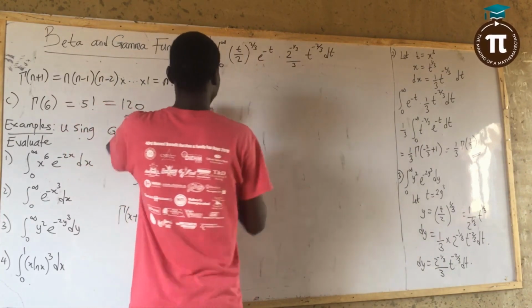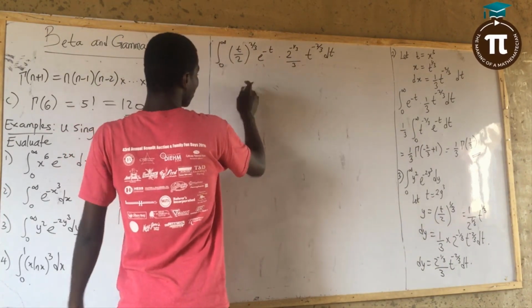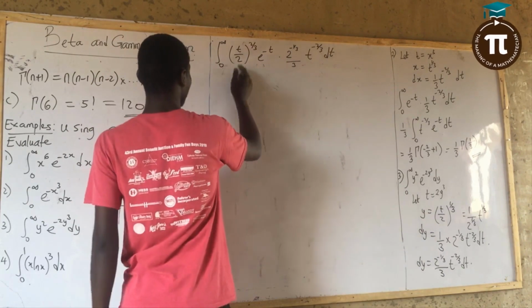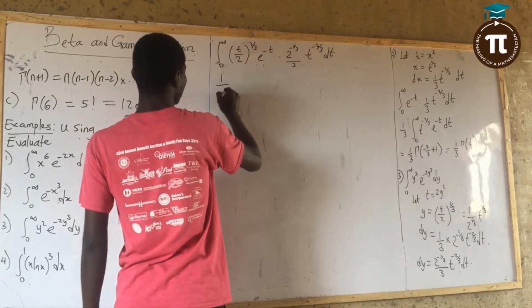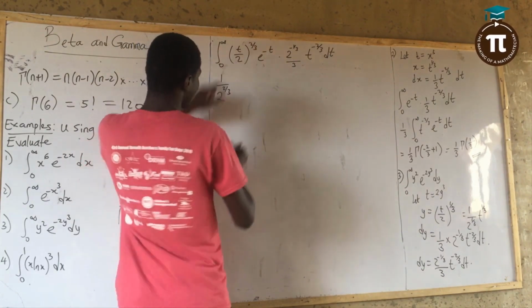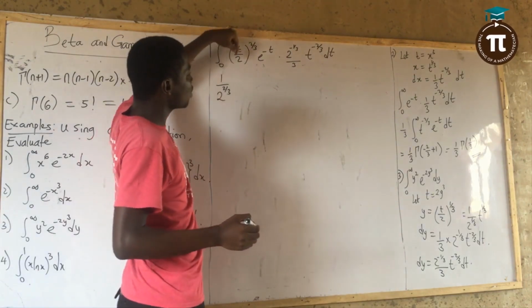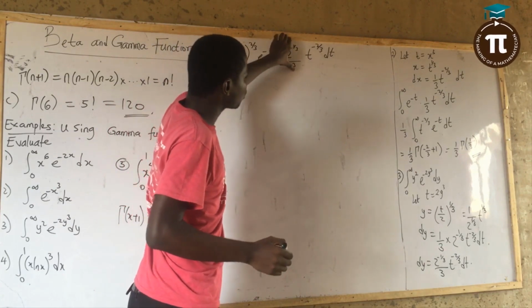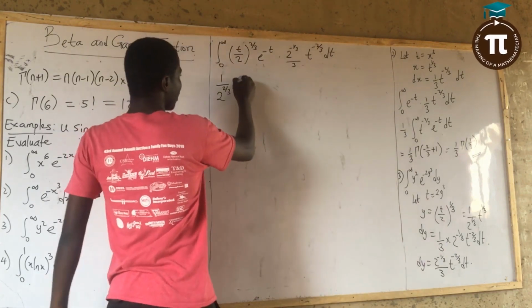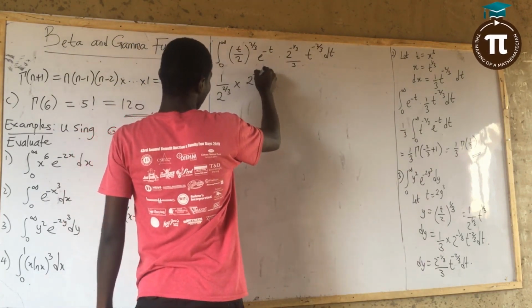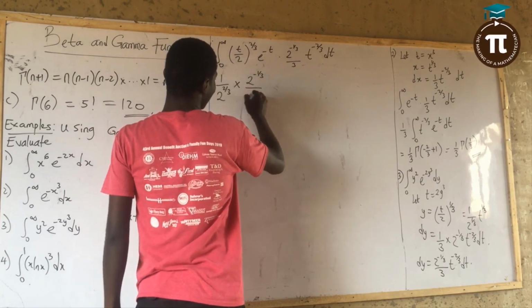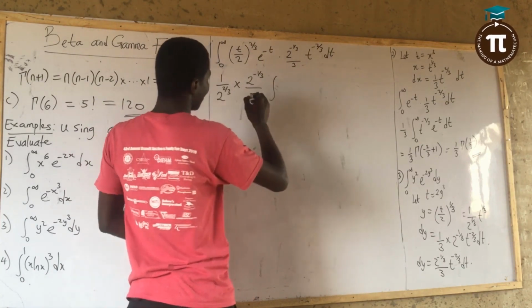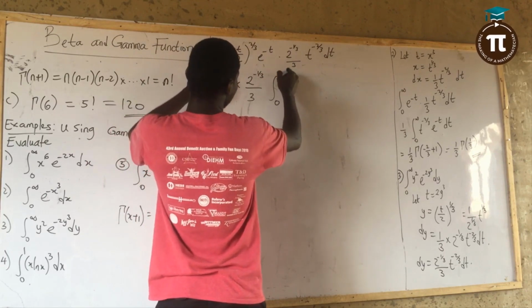So at the end of the day, let all the constants come outside. This one will be 1 over 2 raised to power 2 over 3, all these ones are constants. Let them come outside, multiplied by 2 raised to the power of minus 1 over 3, and the integral from 0 to infinity.